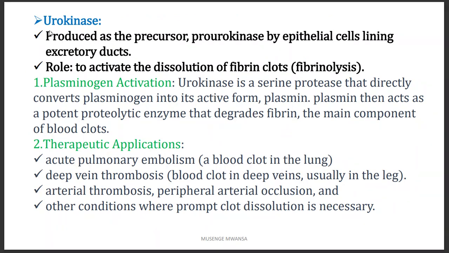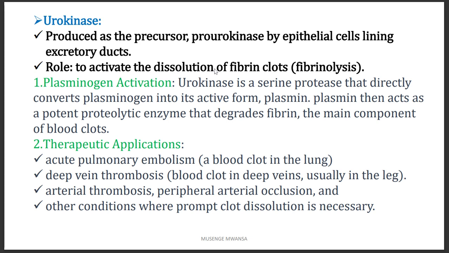So we also mentioned that we have got urokinase. Urokinase also activates plasminogen to plasmin, just the same way as the other one. But urokinase is, of course, a serine protease that is going to directly convert plasminogen into the active form plasmin. The plasmin then does the same work of degrading fibrin. So basically, these two, urokinase and the TPA, are the two which are able to convert the plasminogen to plasmin, which breaks down those clots.